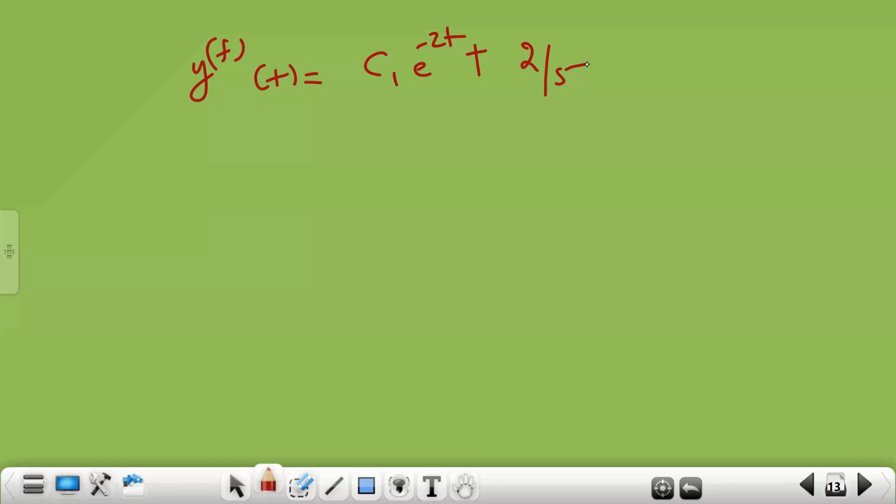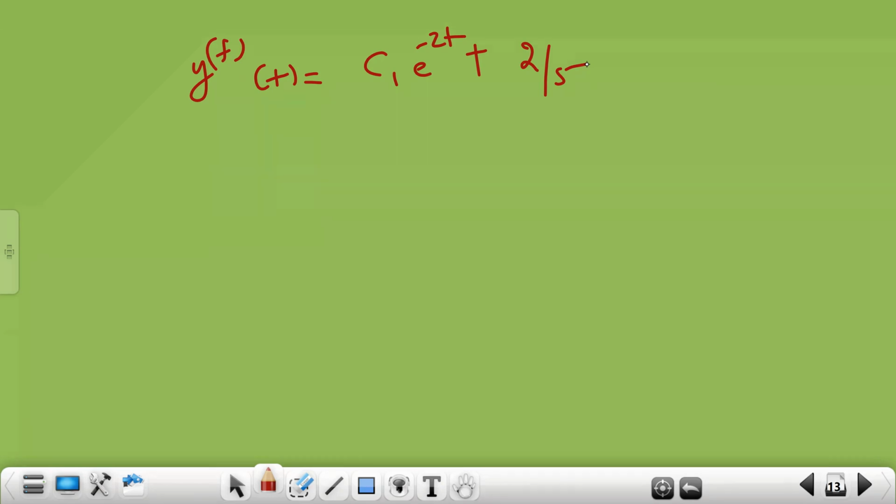Is your answer complete or do you still have to do something? Can you tell me? So finding C1. Finding C1. So for that we must make use of, very good, we must make use of our initial condition.